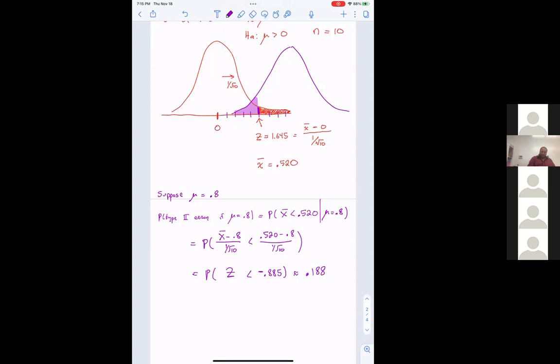And therefore, the power of the test for mu equal to 0.8 is how much? What is the power of the test for mu equal to 0.8? 1 minus 0.19, which is how much?